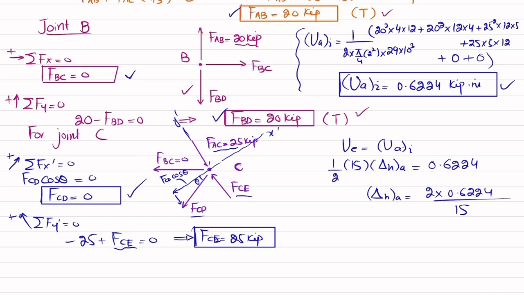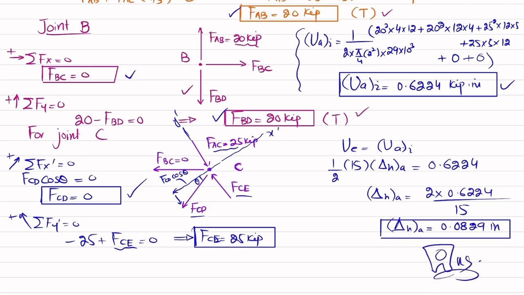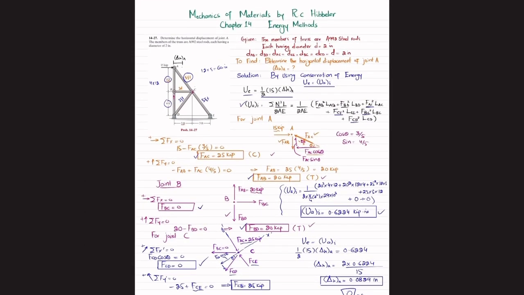Clear? And when you solve this, you will get delta H, horizontal displacement of point A, comes out to be 0.0829 inch, or you can say 0.83 inch, which is the answer of this question. And that was all about this problem 14-27.